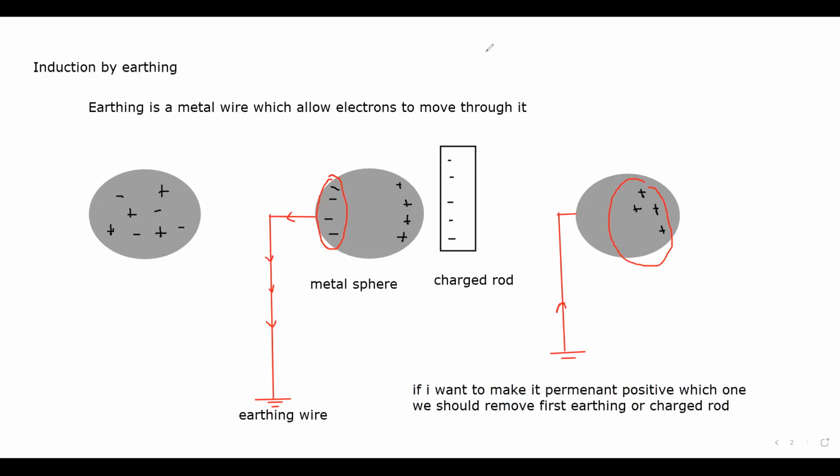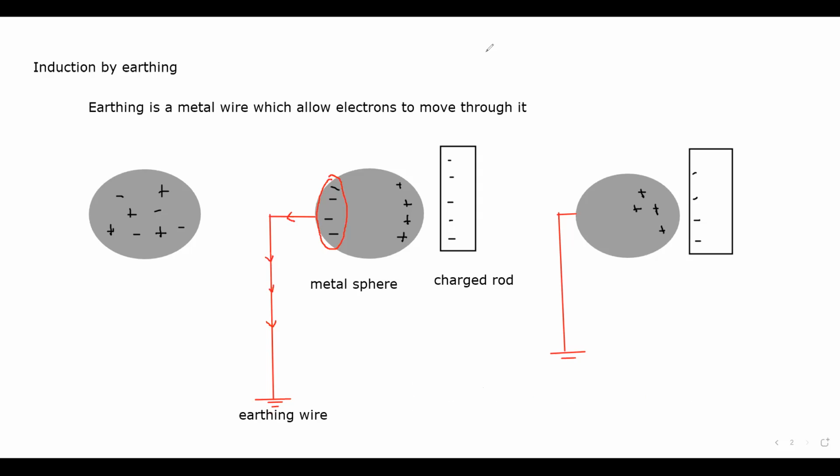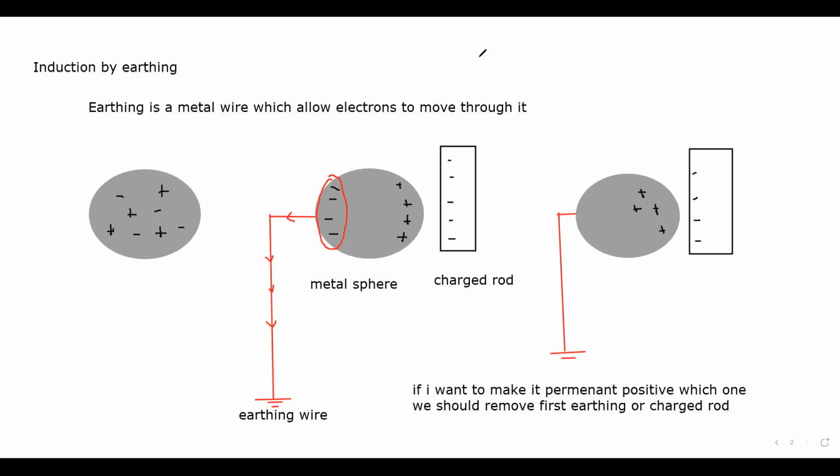So whenever we want to make it permanently charged, we should first remove the earthing wire, then the charge rod. Is it clear? This is charging by induction using the earthing wire.